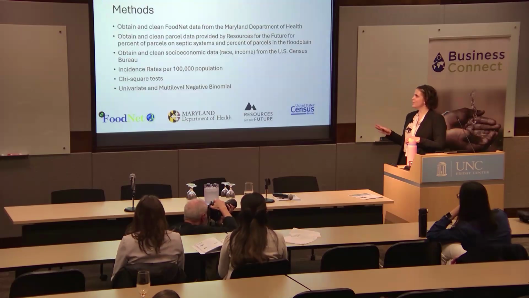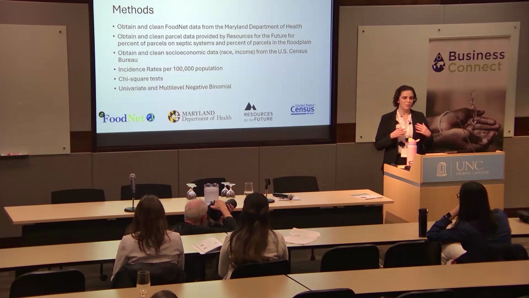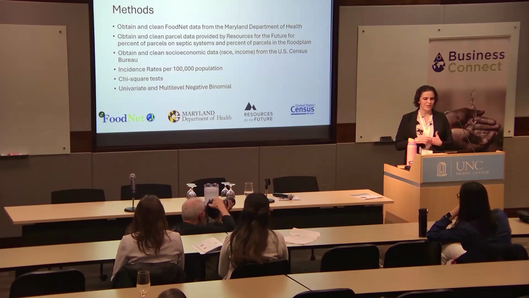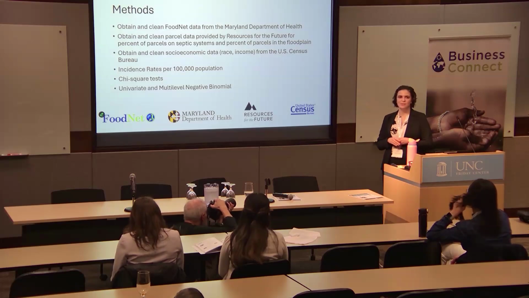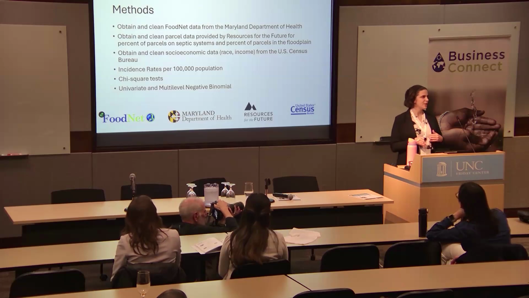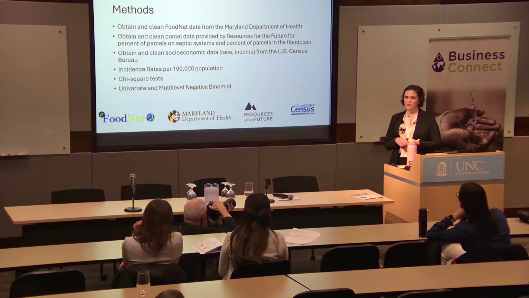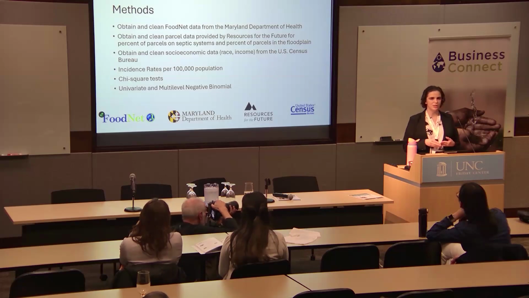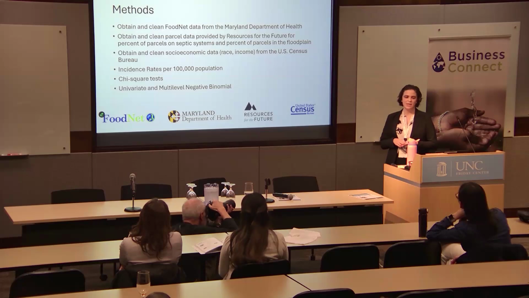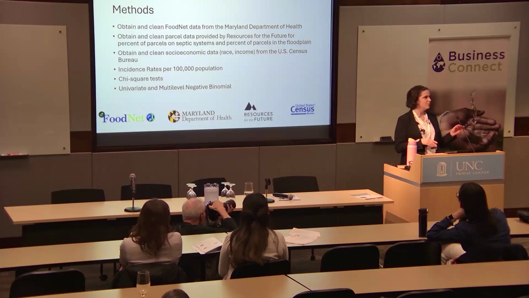So just briefly going over the methods. I obtained FoodNet data from the Maryland Department of Health. I got percent of parcels on septic systems and floodplains from our collaborators at Resources for the Future in Washington, D.C. And then I got my socioeconomic data from the United States Census Bureau. I calculated incidence rates per 100,000 population, conducted chi-square tests, and then various models of univariate and multi-level negative binomial with manual backward selection.